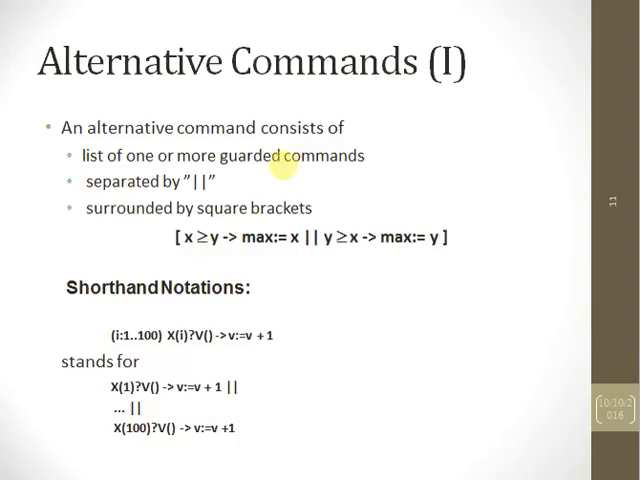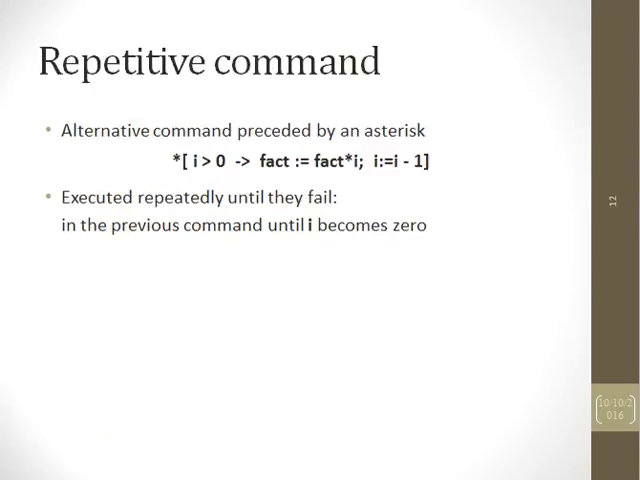Repetitive commands are like for loops in any programming language, and this is represented by an asterisk. This command executes as long as i is greater than 0, or positive. If in case i is less than 0, then this command fails.